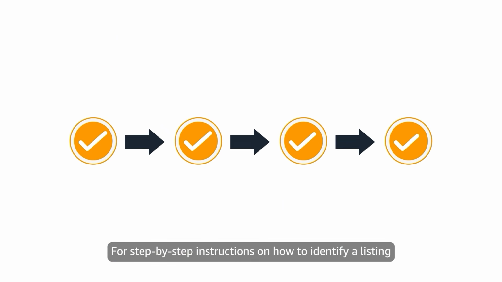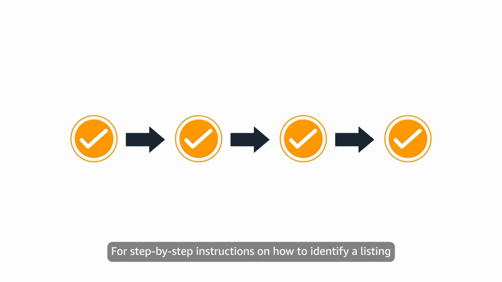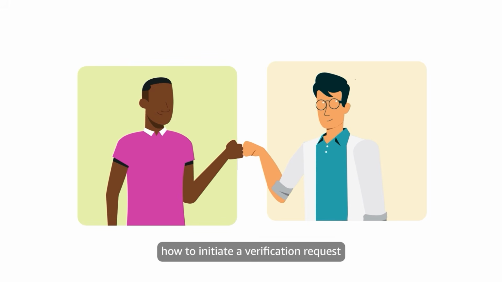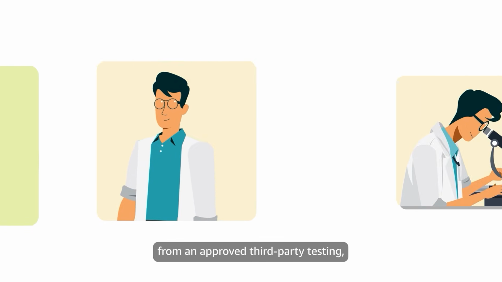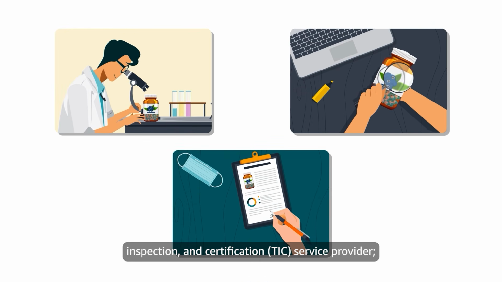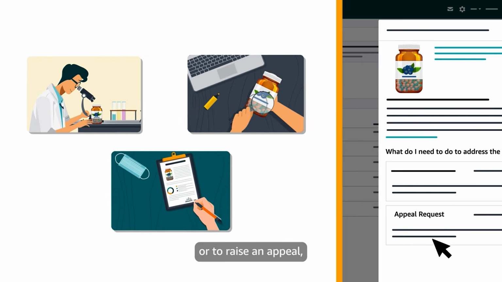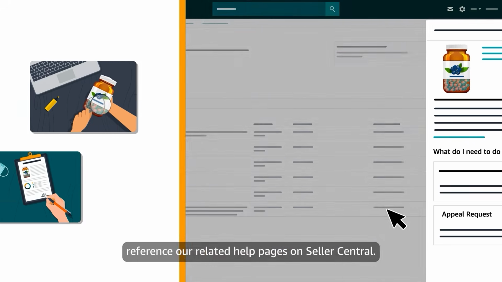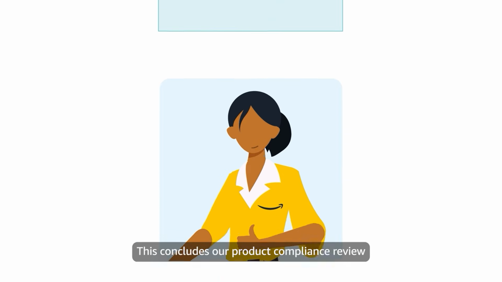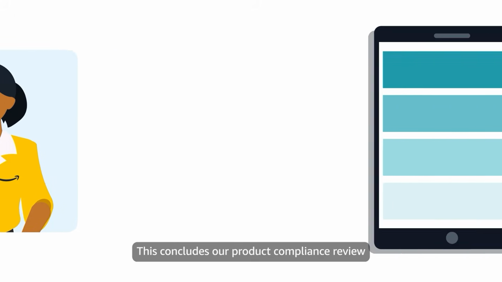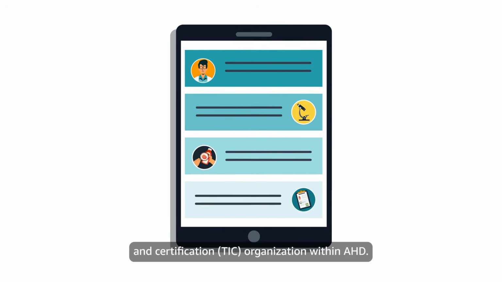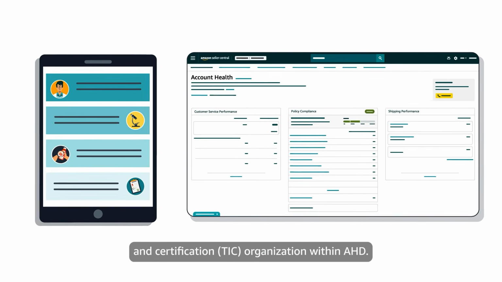For step-by-step instructions on how to identify a listing that has been classified in Account Health, how to initiate a verification request from an approved third-party testing, inspection, and certification TIC service provider, or to raise an appeal, reference our related help pages on Seller Central. This concludes our product compliance review through third-party testing, inspection, and certification TIC organization within AHD.